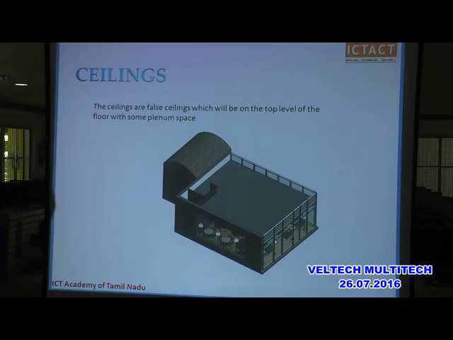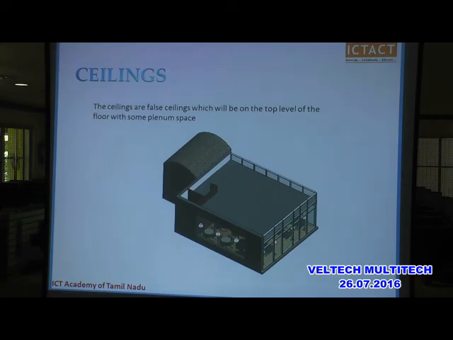Distance between the true ceiling and false ceiling. So what is the name of the distance between a true ceiling and the false ceiling called? Okay, what is the default distance between a true ceiling and a false ceiling? 2 feet. Close. So the normal distance is 750 mm. That is 2.5 feet. Whereas we don't provide much distance. And the name of the distance between a true ceiling and a false ceiling is plenum space.